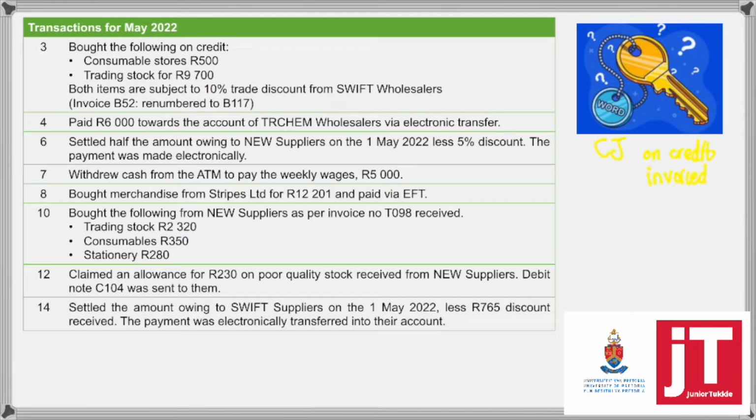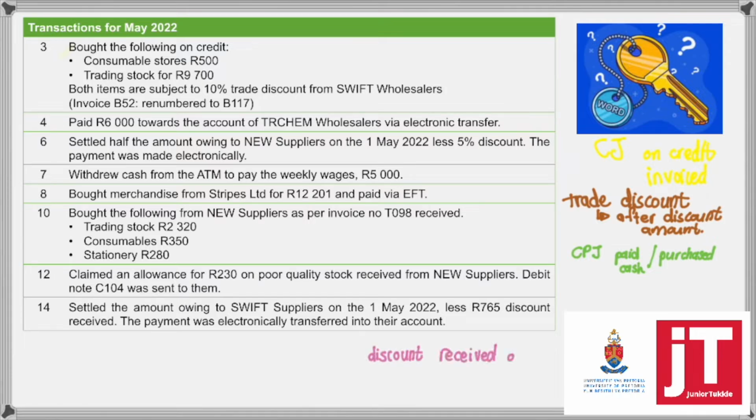So we are going to first look at the transactions, and remember your keywords. If you can't remember, go back to your notes, but going through it quickly: the creditors journal is buying on credit or invoiced. Trade discount, remember, is after discount amount always recorded. Your CPJ is purchases for cash or EFT. Your discount received on a payment to the creditors is also recorded in the cash payments journal. And all allowances or discount allowed must go to the allowance journal.